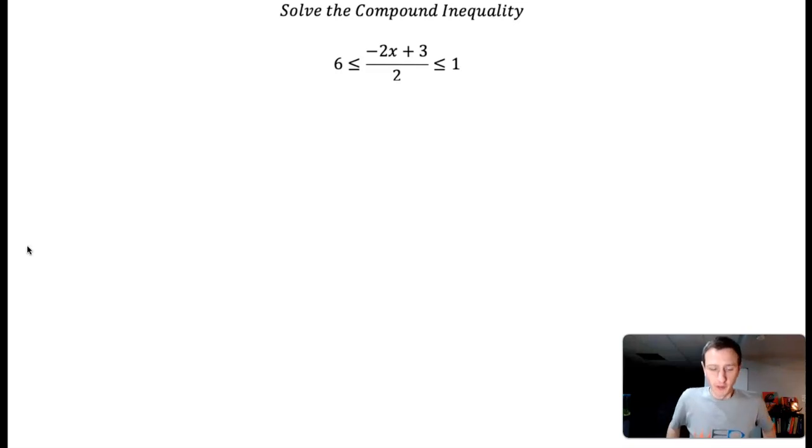In this problem, we want to solve a compound inequality. So we have 6 is less than or equal to negative 2x plus 3 divided by 2, less than or equal to 1. There's two main strategies that you could take when you're solving a compound inequality like this.